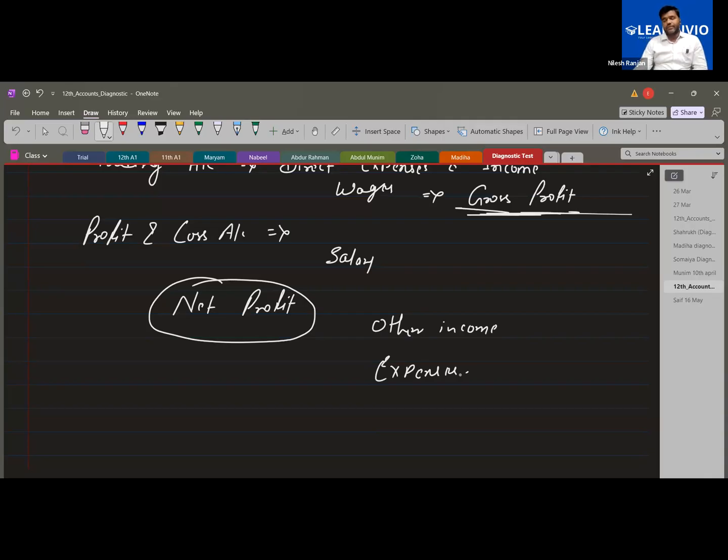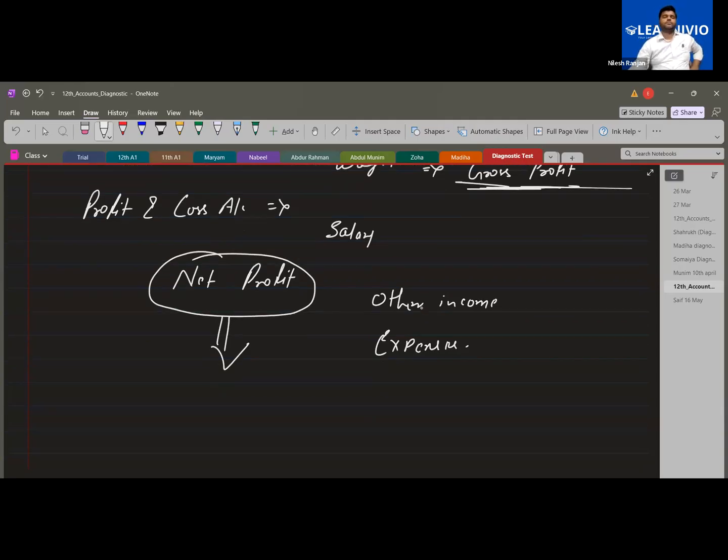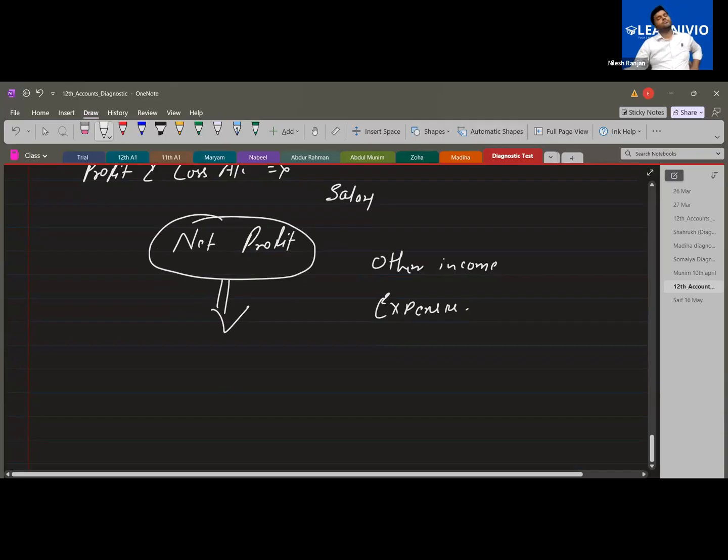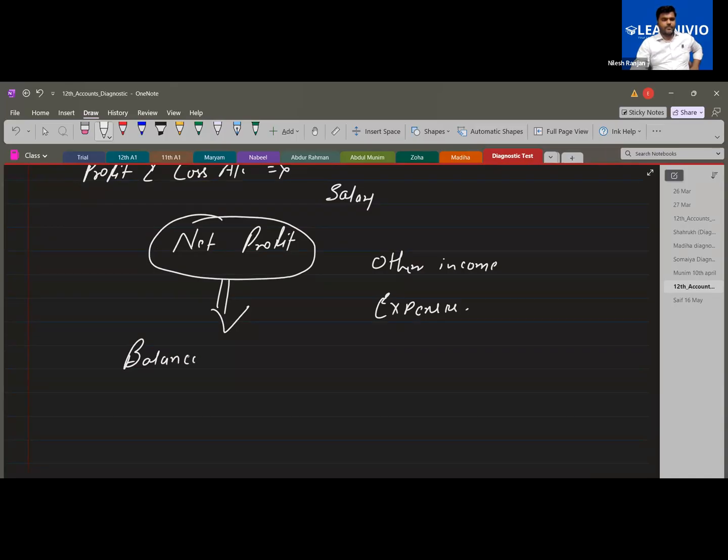So gross profit, when we have calculated it, it is transferred to profit and loss account, and then net profit is transferred to which account? Balance sheet. Balance sheet. Okay, where? Liability side. Balance sheet, liability side, capital. We add it to capital. So this is the net profit.